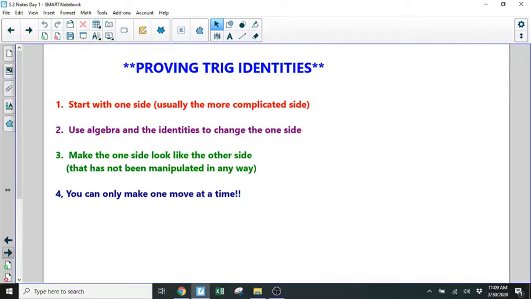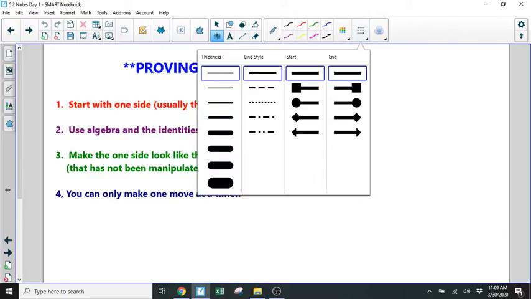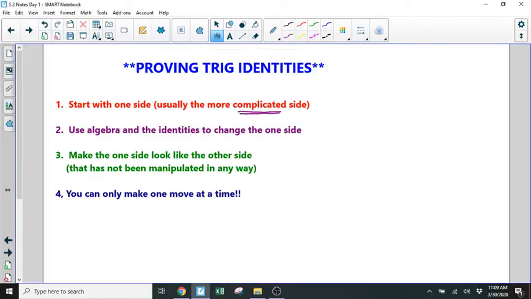You're going to start with one side. I would pick the more complicated side as we're doing this, and use your algebra one step at a time. You are only going to change one side. That is very important. The other side will stay exactly as is. Your goal is to make whichever side you decide to pick to work with match the other side. And as soon as it does, you're done.